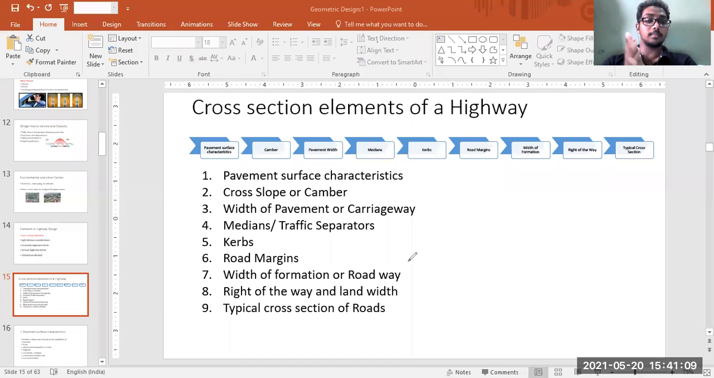Good afternoon, everyone. As we have been discussing the geometric design of highways, we have come across a few elements so called.